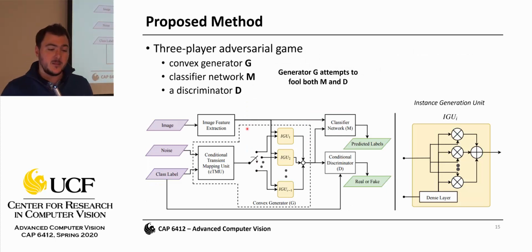And this is the proposed method. Basically, it is a 3-player adversarial game where you have a convex generator, a classifier network, and a discriminator. And the idea is that the generator needs to fool both the classifier and the discriminator. I will try to go over this schematic once we go item by item, right?